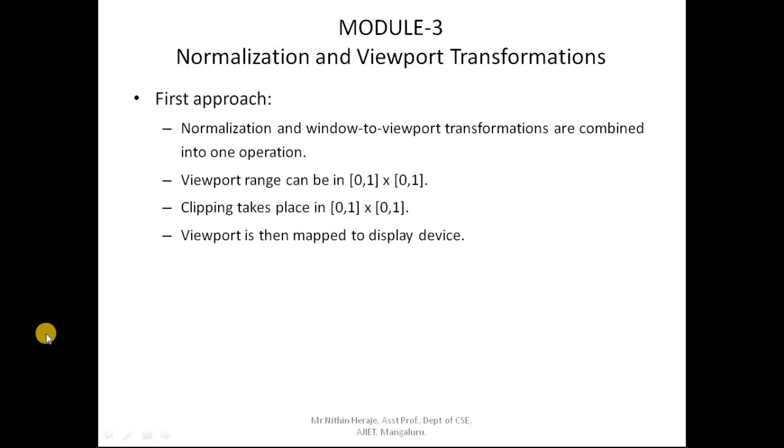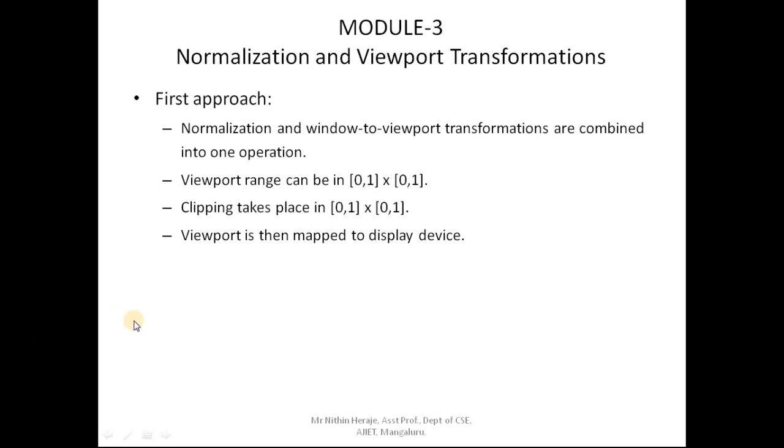The viewport range can be in terms of 0 to 1 by 0 to 1. So the viewport window range is 0 to 1, and the clipping also takes place in 0 to 1, 0 to 1 itself. And then the viewport is mapped to the display device. Okay, so next we will see the second approach.